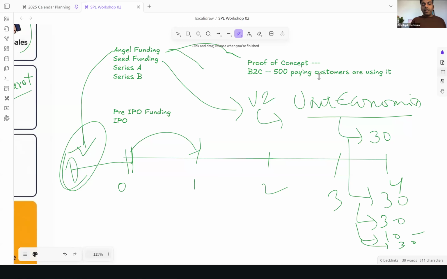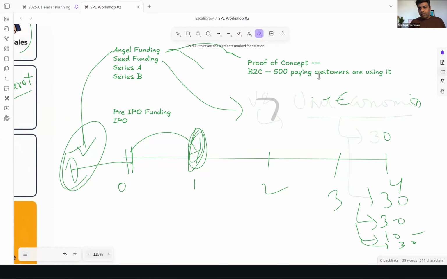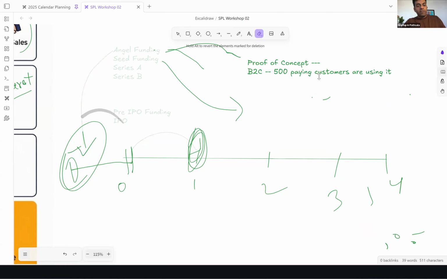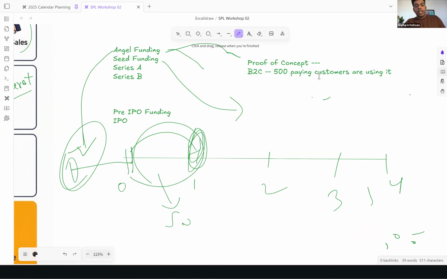right? So seed funding पे वही हम लोग करते हैं, right? And let me see how I can explain this in a much easier way. Seed funding, in a simpler way to think about it: minus 1 to 0 is angel funding, हो गया आपका, right? And then 0 to 1 is basically your seed funding, right?